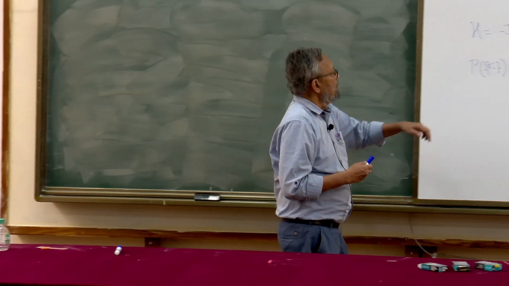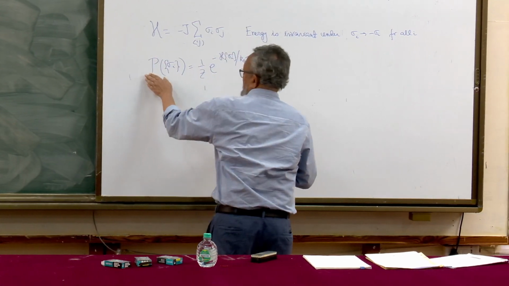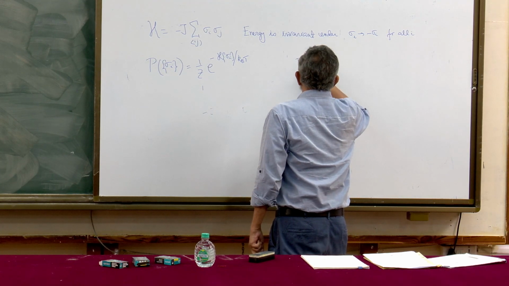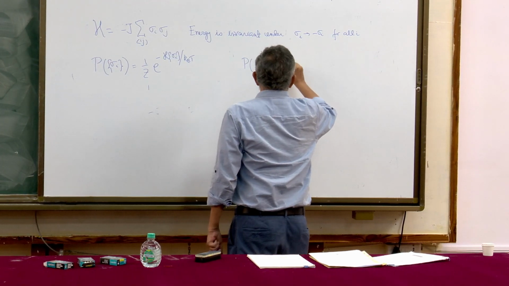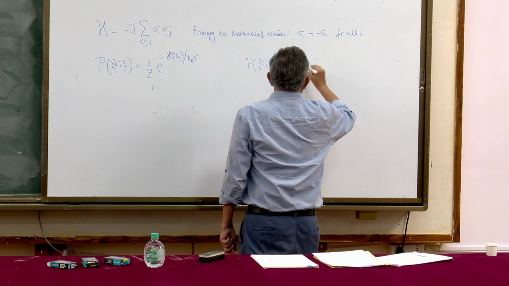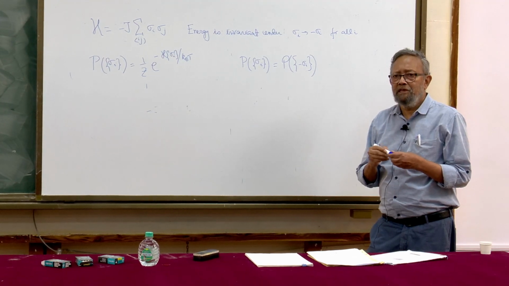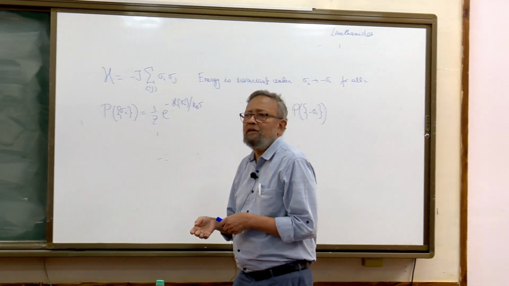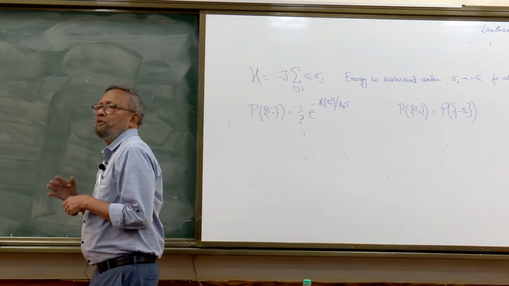Now what does it say? If you combine these two, then if I actually believe this statement, P of sigma i is the same as P of minus sigma i. You see the logic, no? These two states have the same energy. If I flip the signs of all the spins, I get back the same energy. So according to the canonical ensemble, these two states will occur with the same probability.